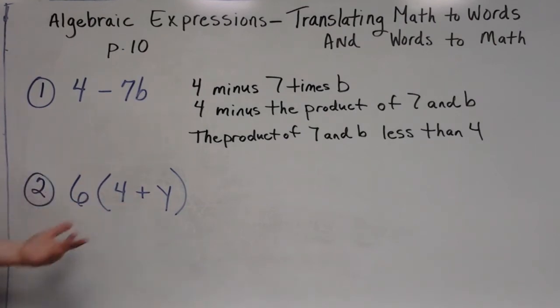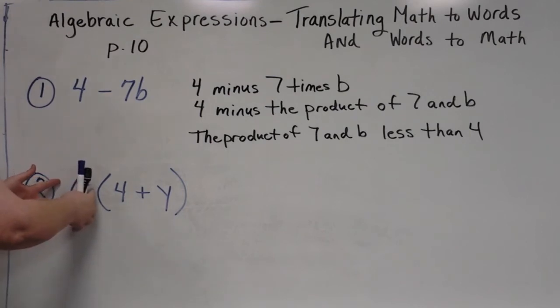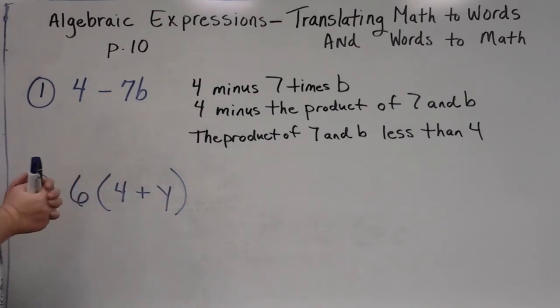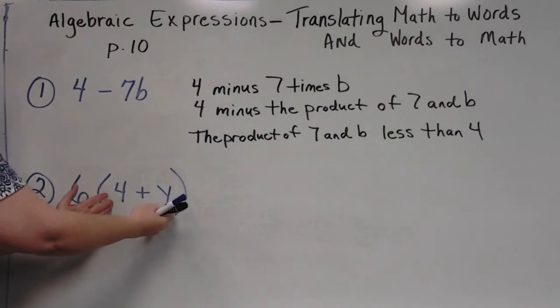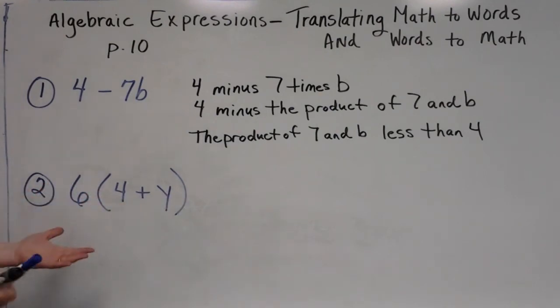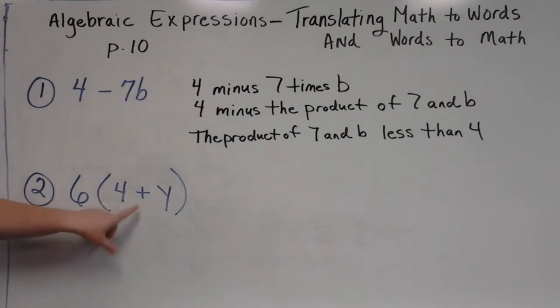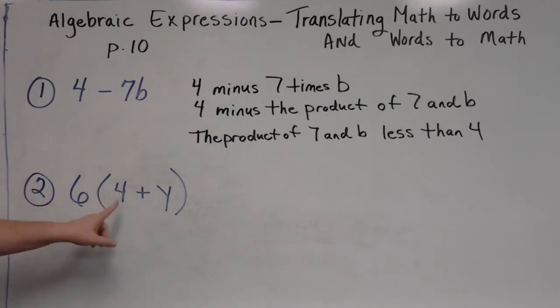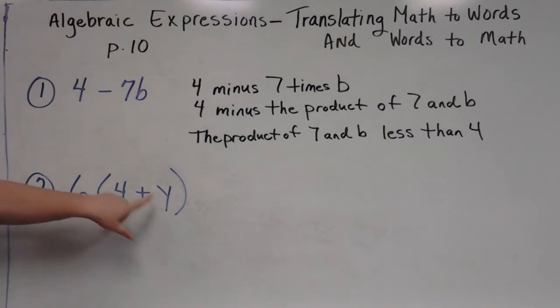So we have to figure out a way to say this 6 times that whole thing. So how could we describe this whole thing? Well, it's 4 plus y, or it's 4 added to y, or it's 4 more than y, or it's the sum of 4 and y.